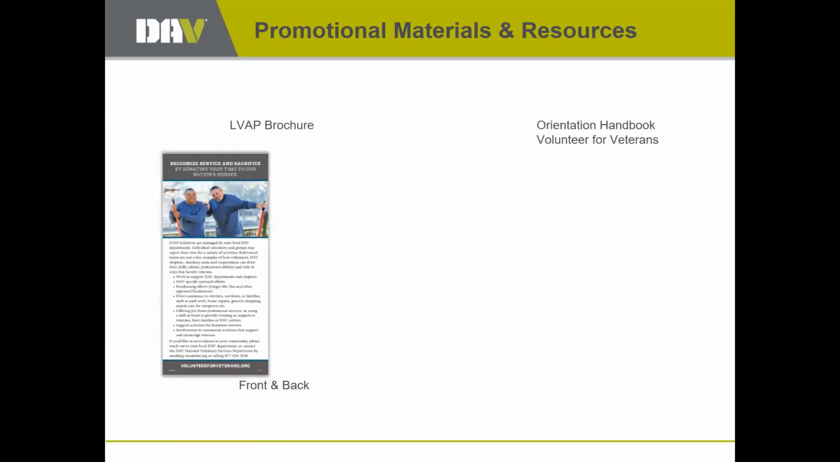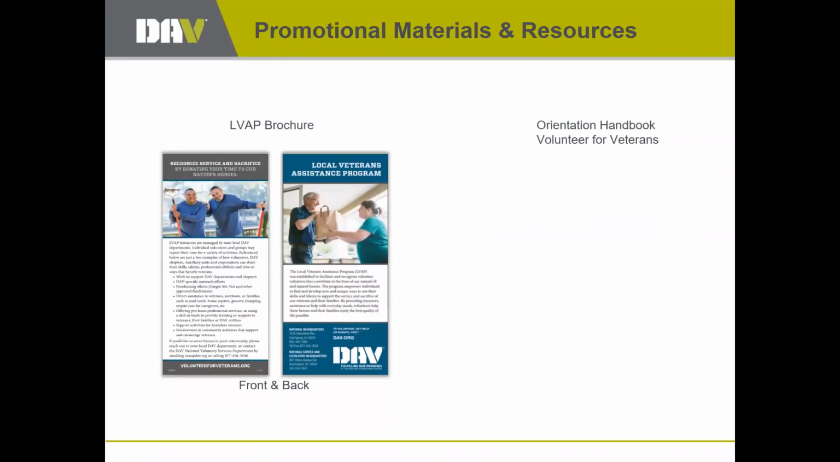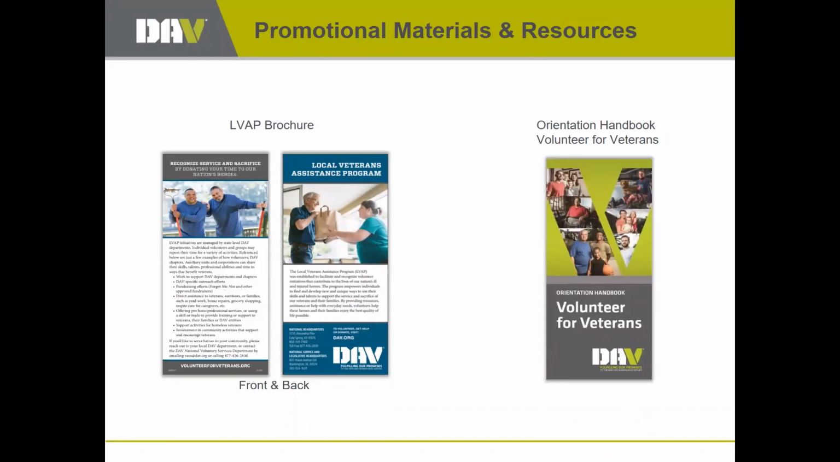We also have our LVAP brochure and our orientation handbook for Volunteer for Veterans. If you need any of those, you can go through the membership portion of the website and request those using the membership order form. Our forms are on there as well. Or you can email vavs@dav.org and request those forms directly from us.